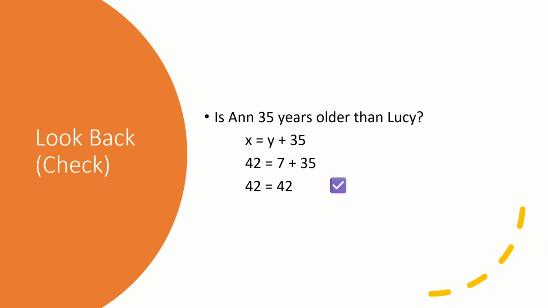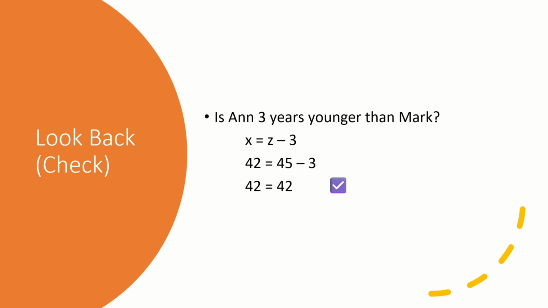Now, let's look back and check if our answer satisfies all conditions. So first, is Anne 35 years older than Lucy? So we have the expression x equals y plus 35. So we need to substitute the variables with their corresponding values. So we have 42 equals 7 plus 35. So 7 plus 35 is 42. So this condition is satisfied.